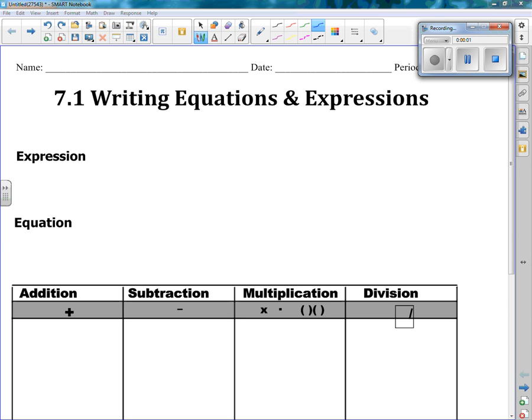Okay, so this is our first lesson using the flipped classroom model. We are going to be taking notes on 7.1, writing equations and expressions.